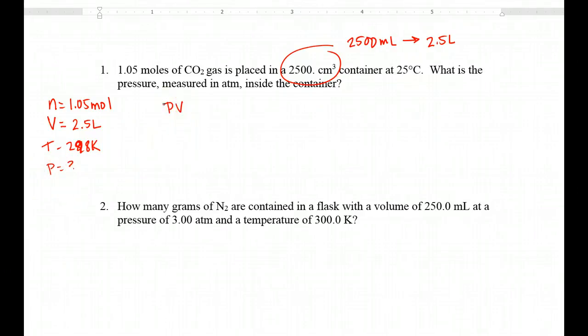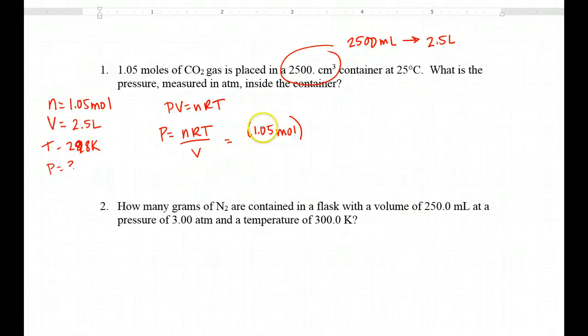So we start with our PV = nRT equation, PV equals nRT. And I personally like to rearrange the equation for whatever variable I am solving for. So if we're solving for pressure, if I want to get that by itself, it would be nRT divided by V. And then we plug in our information, 1.05 moles.